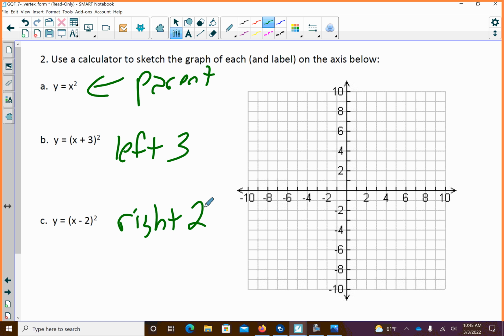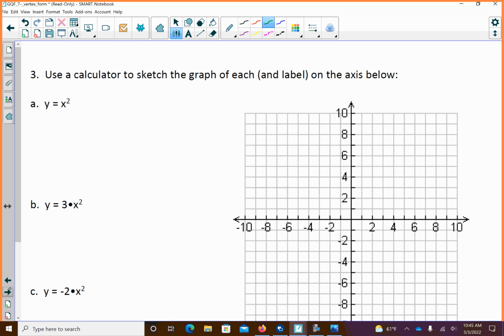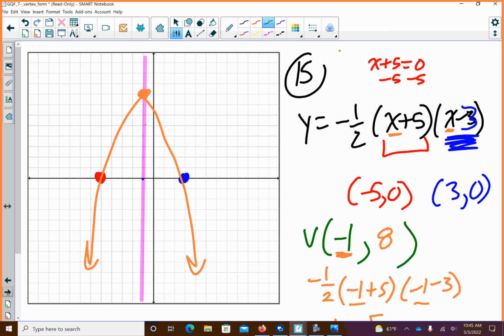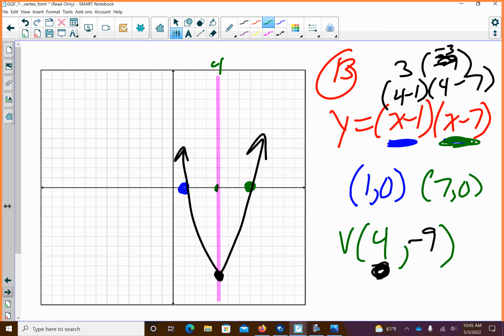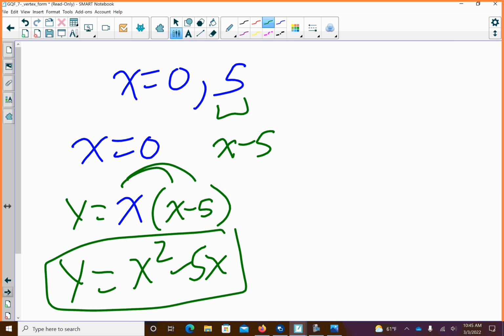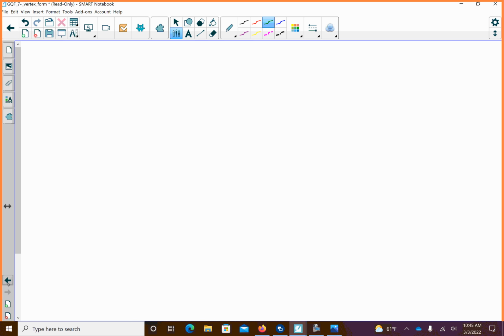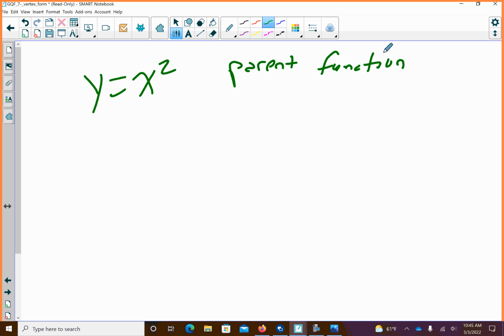Okay, so let's do this. We don't even have to write this down. We just watch. Okay. What is this known as? Parent function. Okay, we good? And things that you should know about the parent function is just 0, 0 is where your vertex takes place. Okay?